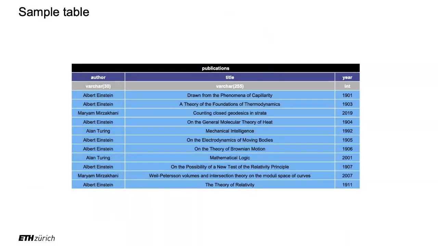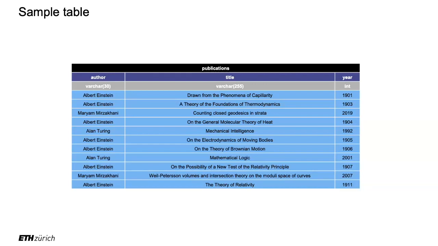So we have a sample table right here. That is a table of publication by various famous people. So we have the author of the publication, varchar 30, which is a string limited to 30 characters. Then we have title, varchar 255, and year is an int, that's the year of publication, all right? So this is a table, it's called publications, and we are going to run a few SQL queries against it.